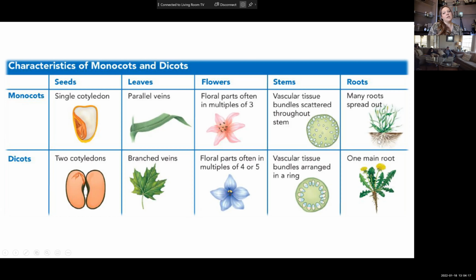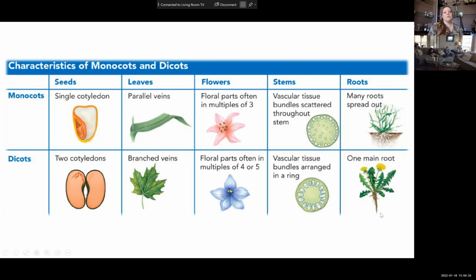And then lastly, your monocots are going to have roots that spread everywhere like that. Looks like grass, right? Whereas your dicots are going to have one main root and then some other roots that spread off of it, like a dandelion. This is the problem with dandelion. This tap root here that they have is really tough.